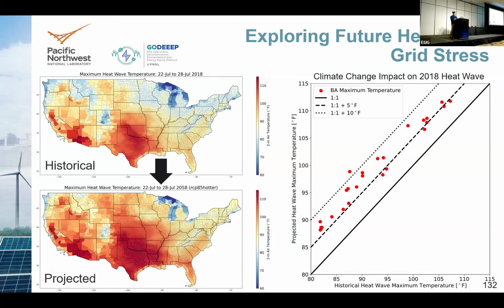Just an example of what that would look like: in the historical period, there's a heat wave. There are going to be some other slides that focus on this same heat wave event in July 2018. You can directly see, just at that snapshot in time, how much worse the spatial extent is of that exact same event.